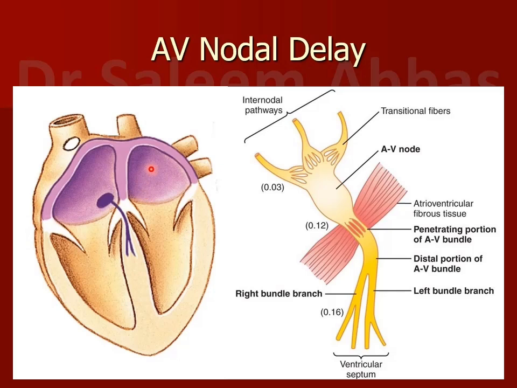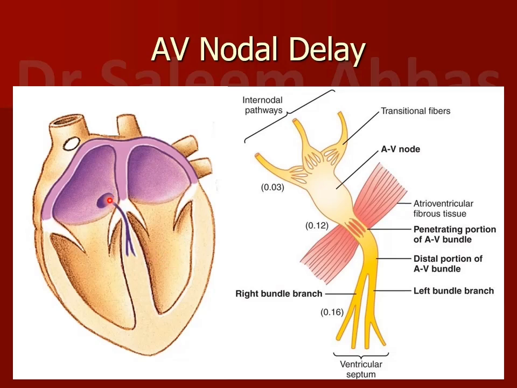So the only pathway through which an impulse can pass into the ventricles from the atria is the AV node and the bundle of His. The AV node is the only point in the heart through which an impulse can pass from the atria into the ventricles. In other words, the AV node is the electrical bridge between the atrial muscles and the ventricular muscles.